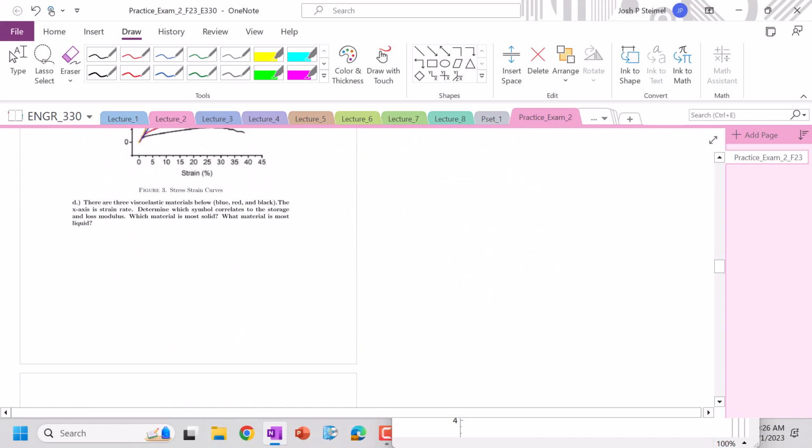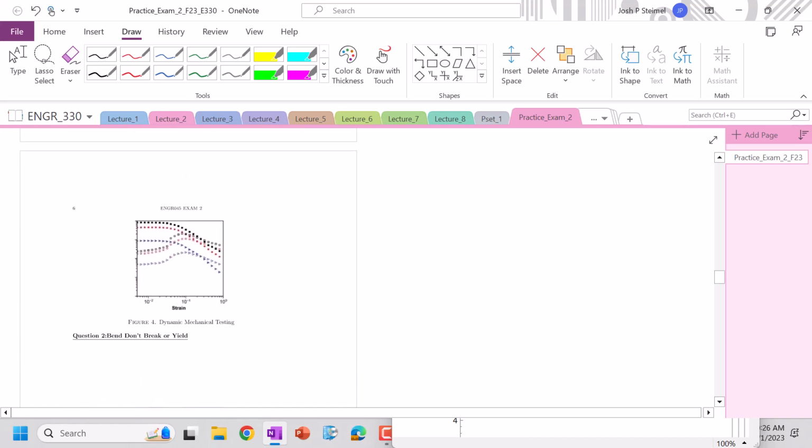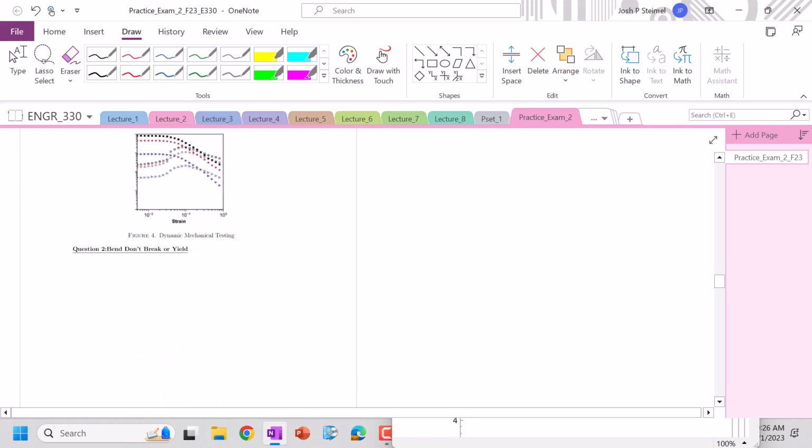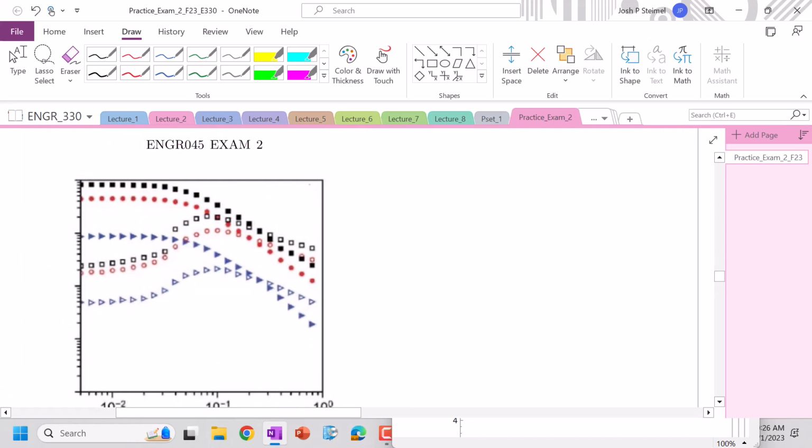Three viscoelastic materials: blue, red, and black. The x-axis is strain rate. Which symbol correlates to storage and loss moduli? Which is the most solid, which is the most liquid? If we're increasing in strain rate, then at high strain rates we should be solid. So this is going to be all of my open symbols. That's going to be my G prime, my storage modulus. My loss modulus will be at lower strain rates, where I should behave more liquid, so that's G double prime.